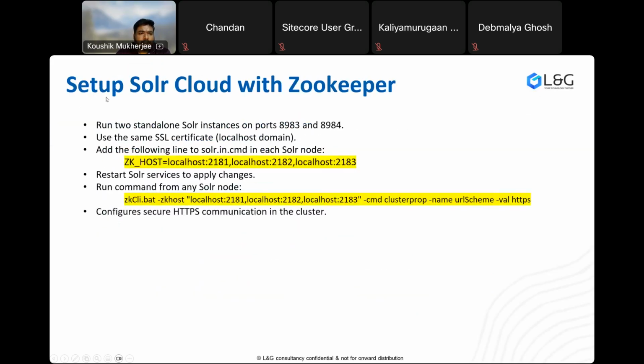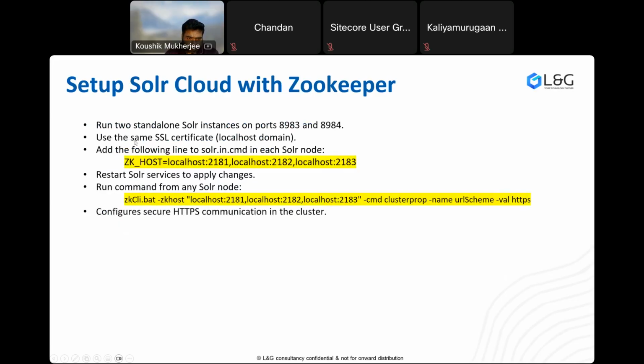Next, when the ZooKeeper is done, you need to set up the SolrCloud with ZooKeeper. We have created two Solr instances. One will run on port 8983, another on port 8984. As we are using localhost, it will run as localhost:8983 and localhost:8984. So you should have proper SSL certification. Whatever your domain name is, you should have that SSL certification because it will run in HTTPS.